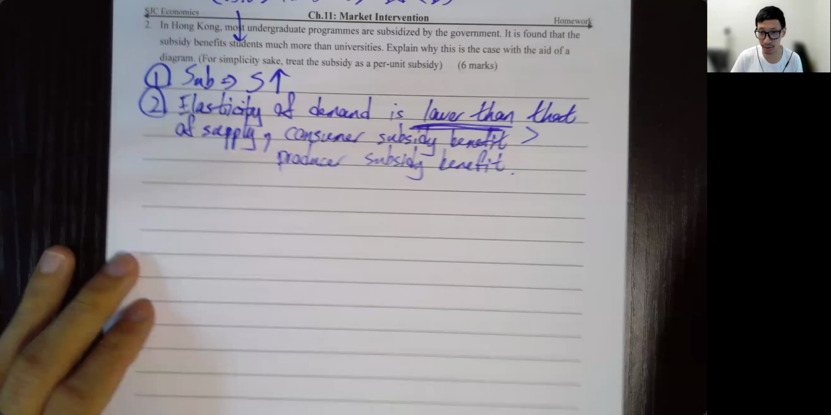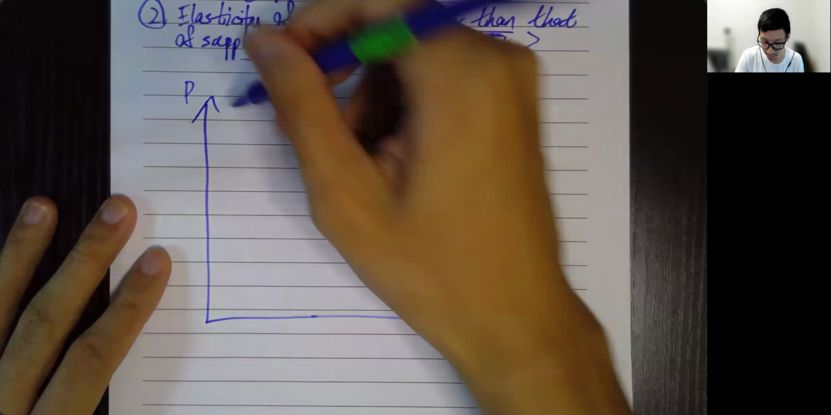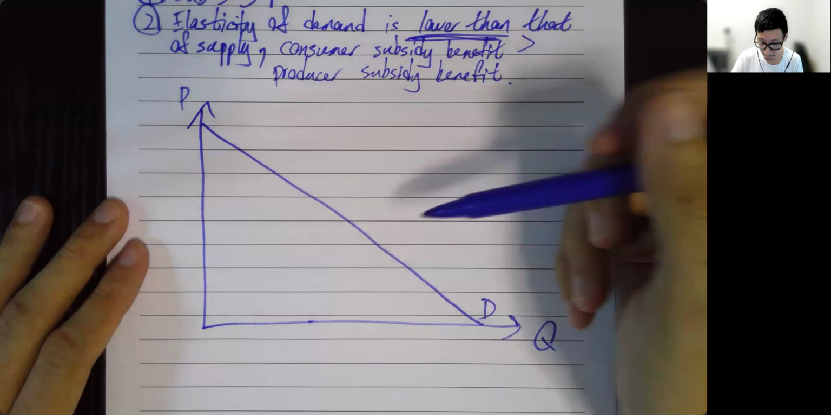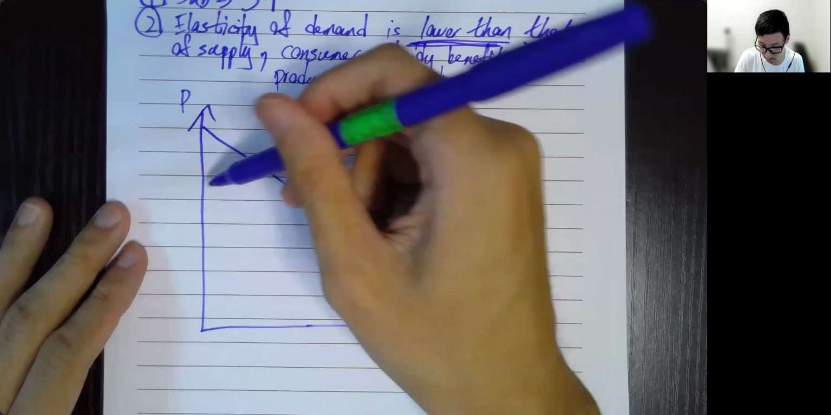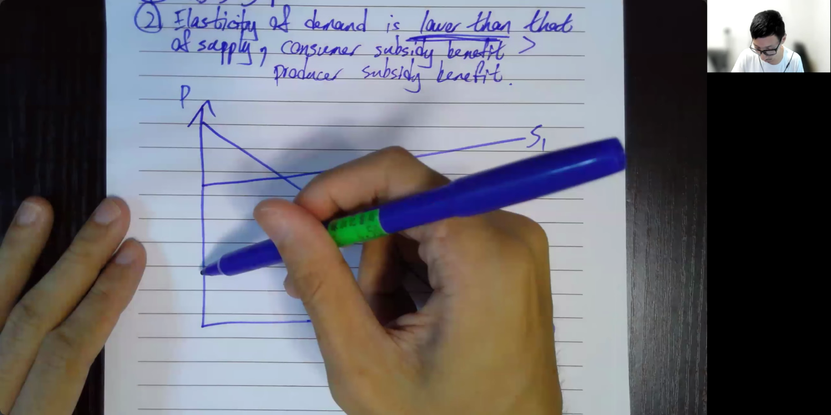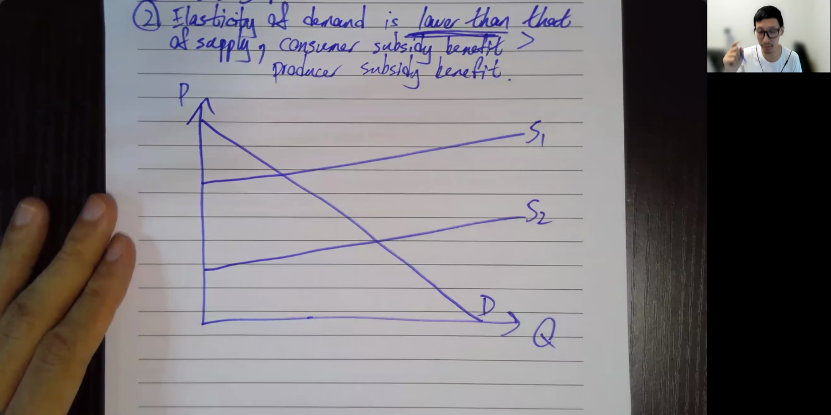So let's try this one. Okay, we have P, we have Q. We don't do anything funny with our demand. Now, let's just make supply more horizontal in nature. Like this, S1. Then, what about here? S2, okay? Remember the steps, follow the steps.